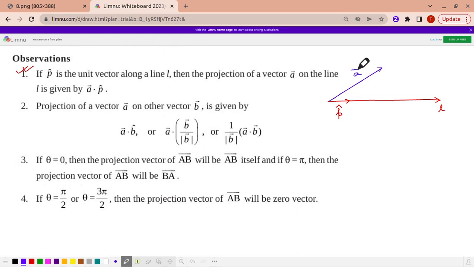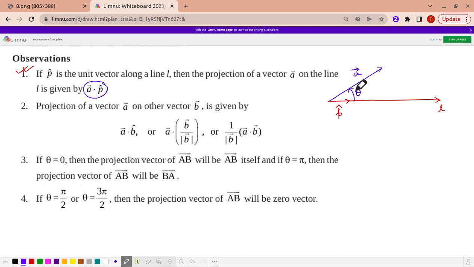Okay, so this is a vector A. Now, what we see here is that this is a vector A, and whatever we are going to find, we are going to find the projection of the vector A on the line L. So, what we are going to find is A dot P cap. That is the projection. Okay. So, what will be the value of this thing? It is mod A into mod P cap into the cosine of the angle between A and P, measured in the anti-clockwise direction. Okay.